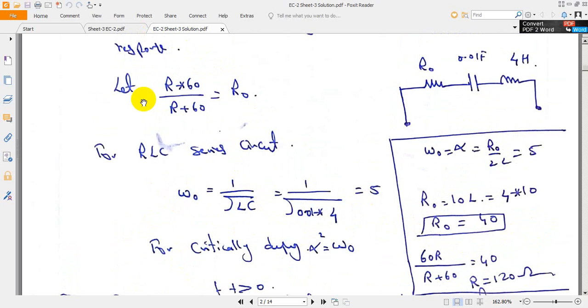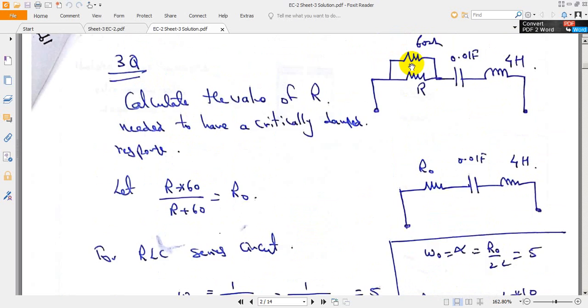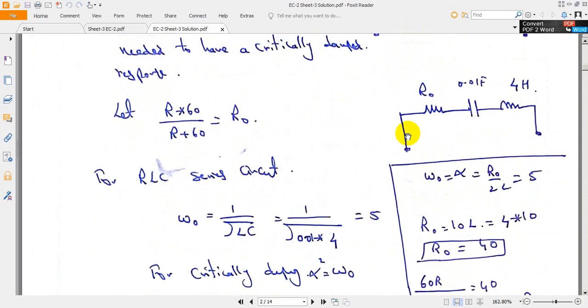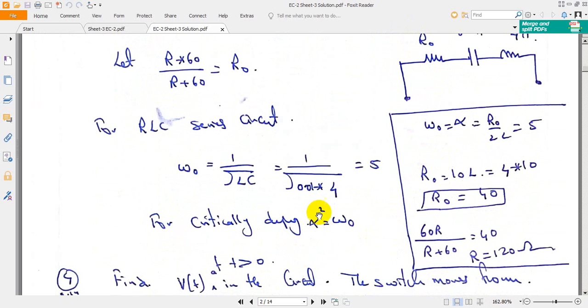So what we did, initially we represented these two resistances with a single resistance called R naught. Now it forms an RLC series circuit. Then omega naught is equal to 1 by root LC. We have evaluated the omega naught value, which is 5. For critically damped condition, alpha square is equal to omega naught square, or omega naught is equal to alpha, but we know alpha for an RLC series circuit is R by 2L. Here R value is R naught. R naught divided by 2L is equal to 5, which we have evaluated from here.